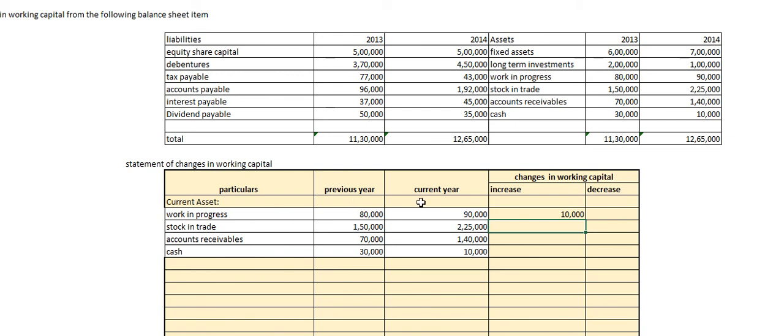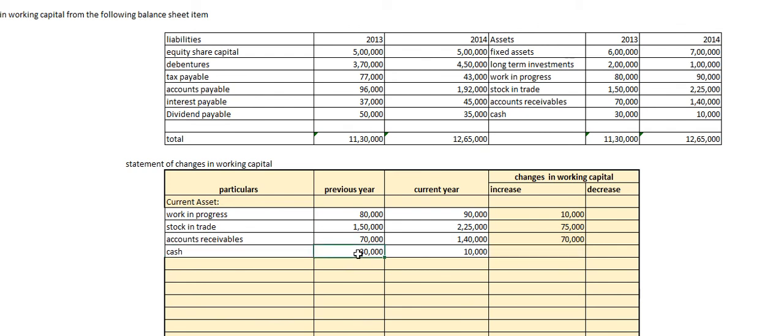And stock in trade, last year it is 1,50,000, the current year it is 2,25,000. So again, it will be shown in your increase, since it has increased. 2,25,000 minus 1,50,000, you get 75,000. The third item, accounts receivable, last year it is 70,000, the current year it is 1,40,000. Therefore, 1,40,000 minus 70,000 gives 70,000 as the increase in working capital.